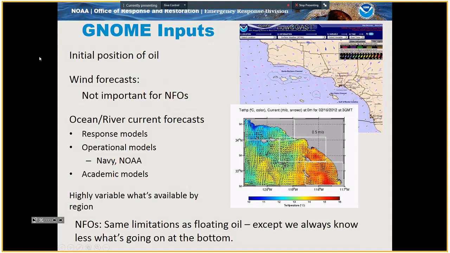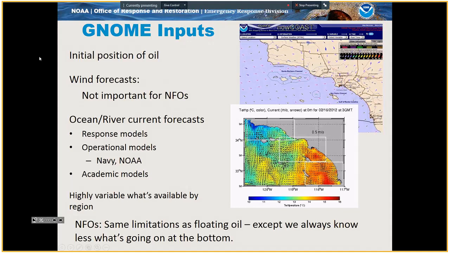And then we need something about what the river flow is like, what the ocean currents are. And we have some response models we use to help produce things about ocean currents. There are a lot of operational models now for ocean currents supported by groups like the Navy and NOAA, and what's available is just completely variable by region. NOAA's been working hard over the last couple decades to have operational models for the ports, mostly to support navigation. But even so, depending on where you are, there might be some really great models running and there may not. And then you can be flying pretty blind.